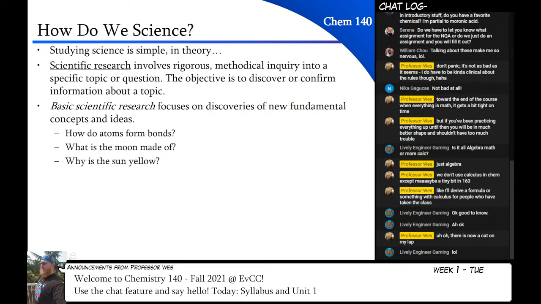So we're going to categorize research into different subcategories here. The first category is basic research. What is basic research?